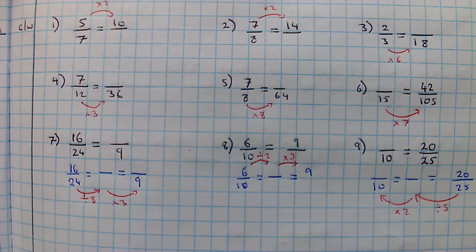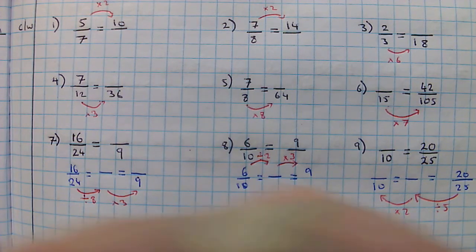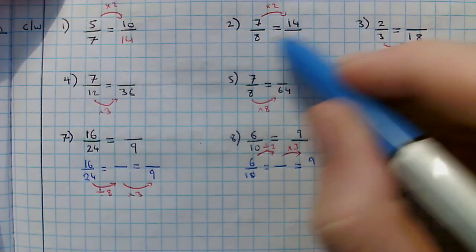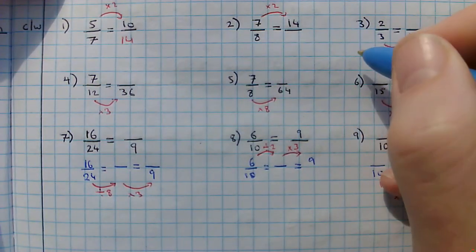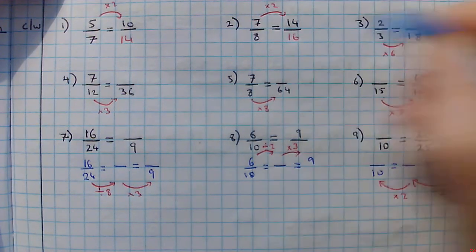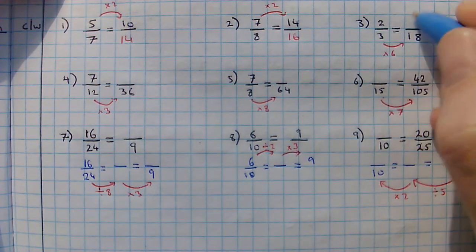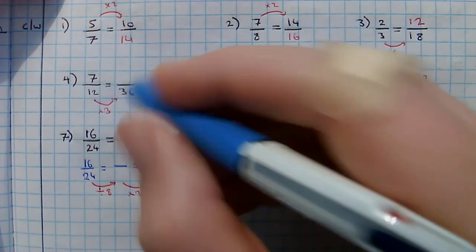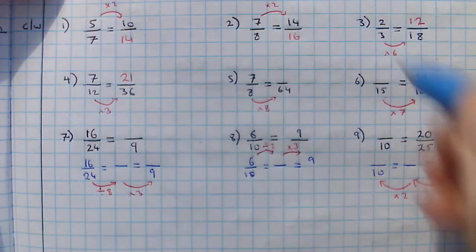So time to have a quick look at the solutions. For the first one, 5 times 2 gave me 10, so I'm going to have to do the same to 7. Multiply it by 2 is going to give me an answer of 14. 7 times 2 is 14, so I'm going to do the 8 times 2, which is 16. 3 times 6 is 18, so 2 times 6 is 12. 12 times 3 is 36, so 7 times 3 is 21.